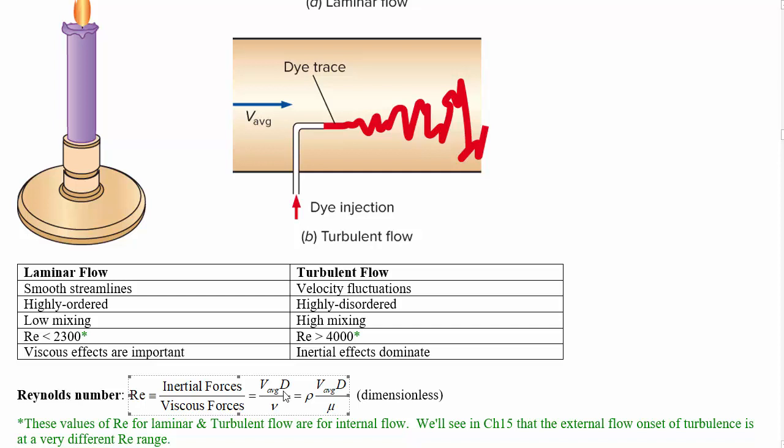Average velocity times diameter divided by nu is the definition for internal flow inside of a pipe. And nu, the kinematic viscosity, was equal to the dynamic viscosity divided by density. You have to pick some velocity scale and some length scale. And for internal flow, you typically take the average velocity and the diameter of the pipe.